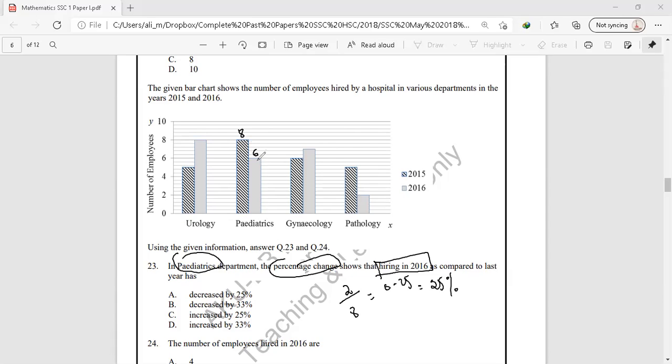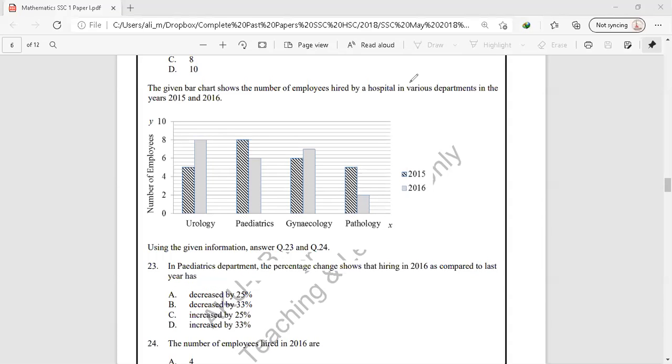So there is a decrease, as we can see, from 8 employees last year to 6 employees. There is a decrease of 2 employees. So we calculated the percentage. So we get the correct answer, that is option A, that in the pediatric department 25% of employees are decreased.